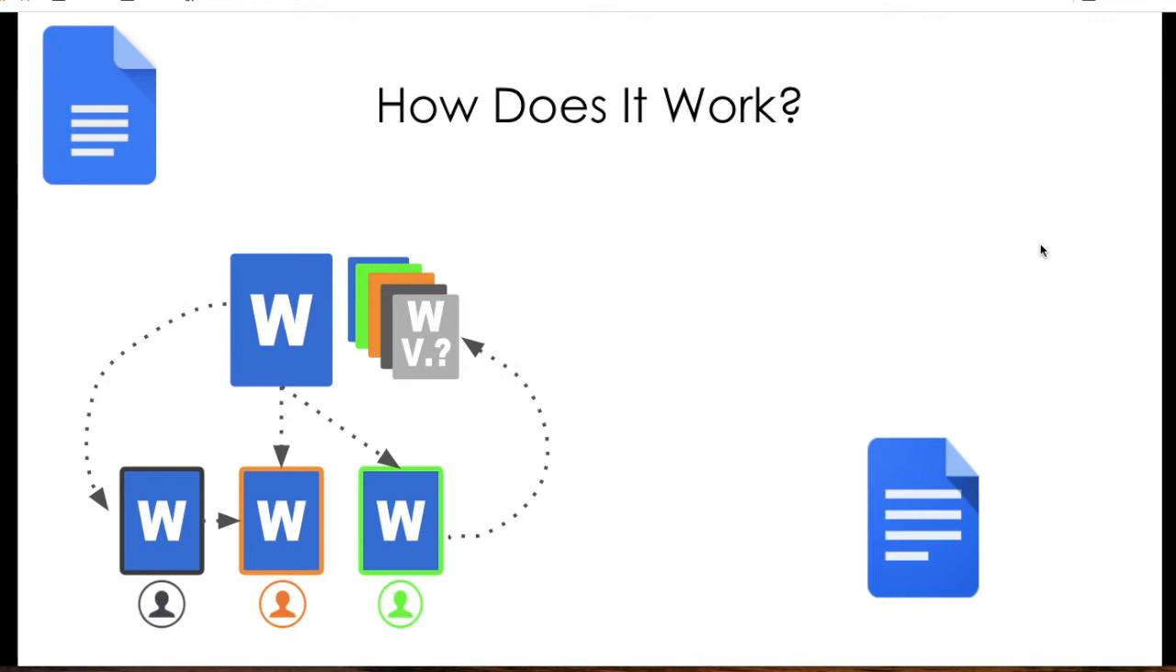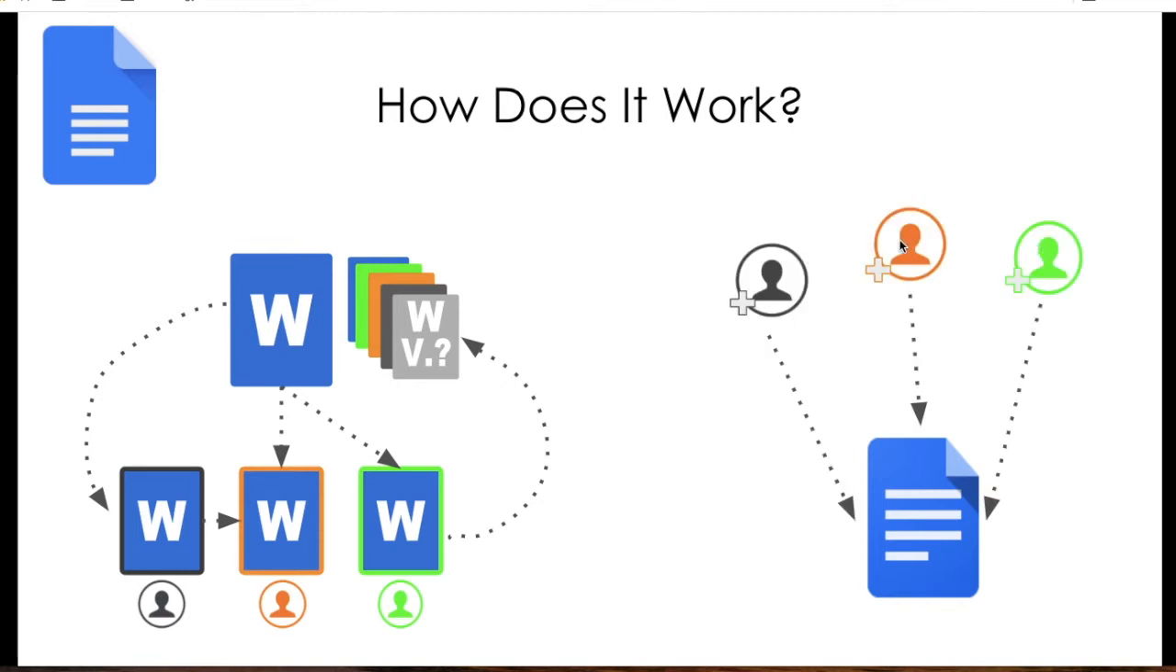With Google Documents, it's a little bit different. Google Docs starts with one particular file, and instead, you invite others as collaborators to view the same document. That way, you're always viewing the same version of the file.